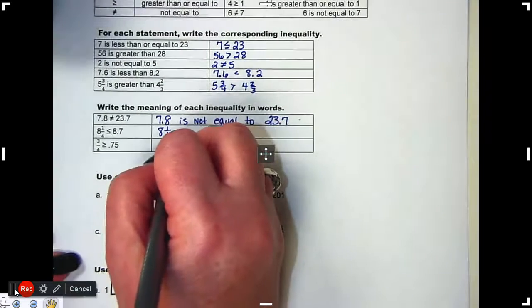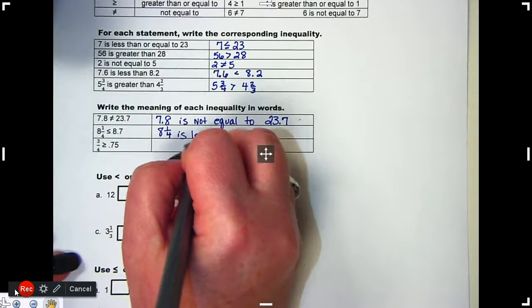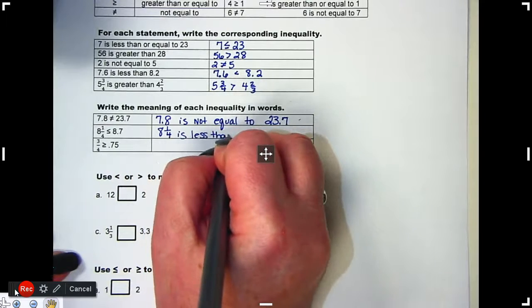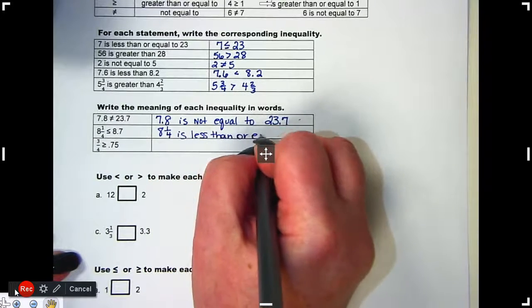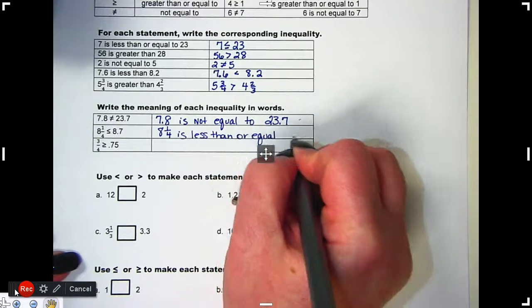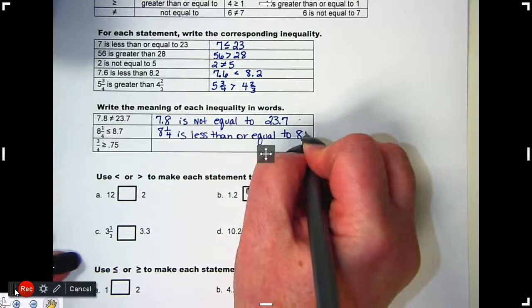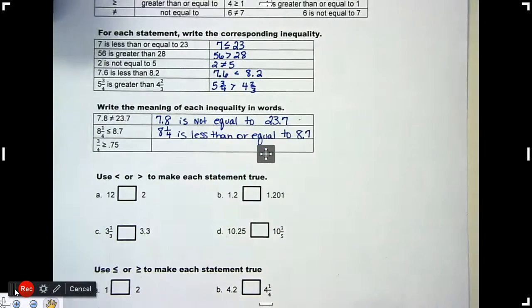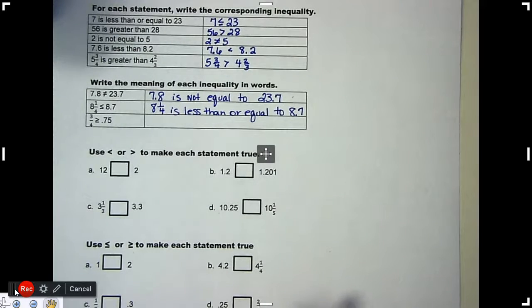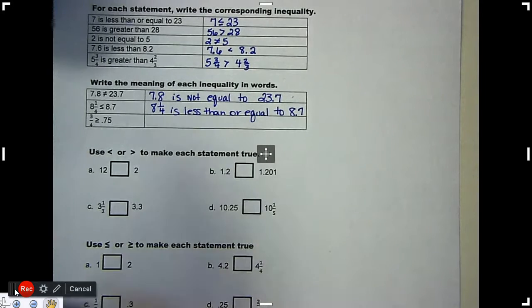Yes, 8 1/4 is less than or equal to 8 7/10. Last one. What are we going to say about that one, Maddox?